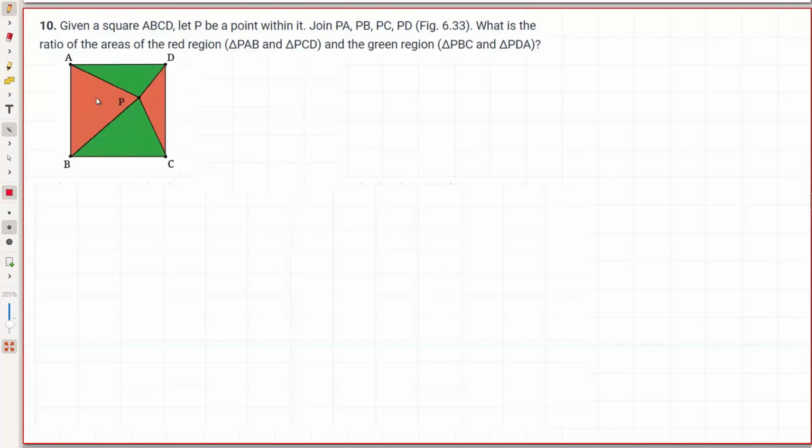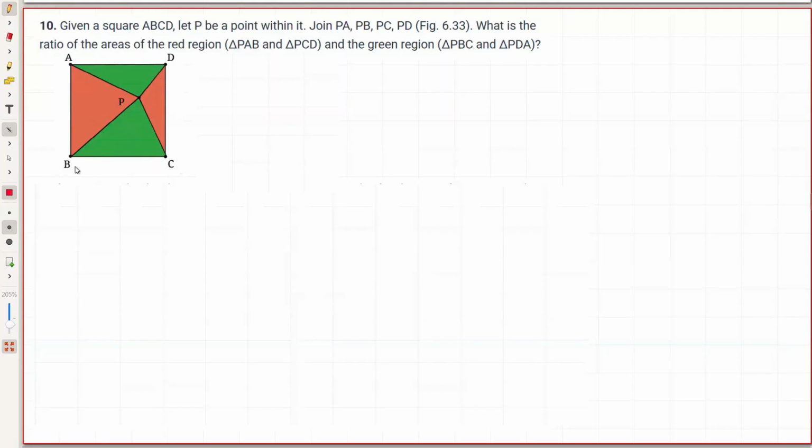So first of all, you have to find the area of the red region and the green region. Then we have to find the ratio. In the red region we have two triangles, and in the green region we also have two triangles. They didn't give any measurements.